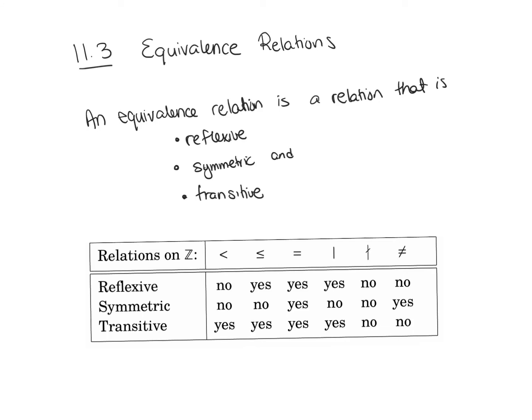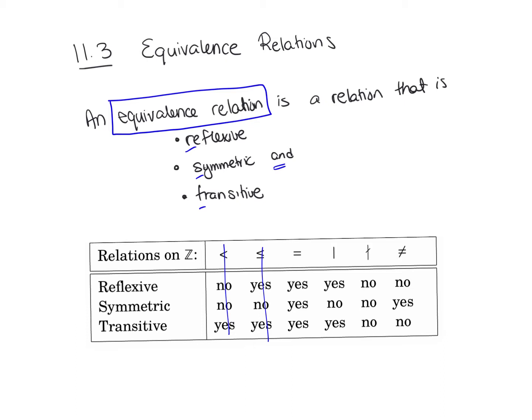In section 11.3, we want to look at equivalence relations. So we saw previously that the properties of reflexivity, symmetry, and transitivity are important. And we said that if you have a relation that has all three of those, that's going to be special for us. And now that's going to be called an equivalence relation. So an equivalence relation is just a relation which is reflexive, symmetric, and transitive. So it has to satisfy all three of these.